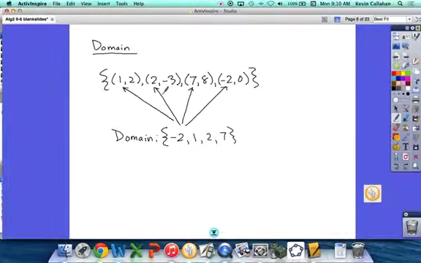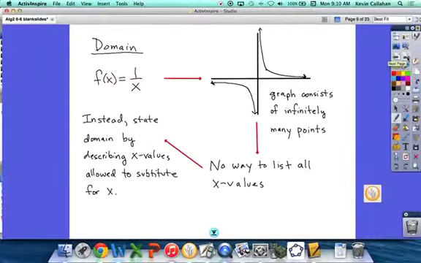Okay, when you're dealing with functions, functions have graphs, and graphs are made up of infinitely many points. There's no way you can write down a set of points and then just take all the x values and say, that's my domain. So instead, we state the domain of a function by describing the x values that we're allowed to substitute for x. You know, what is it that we can plug in here and not cause some mathematical disaster, right?